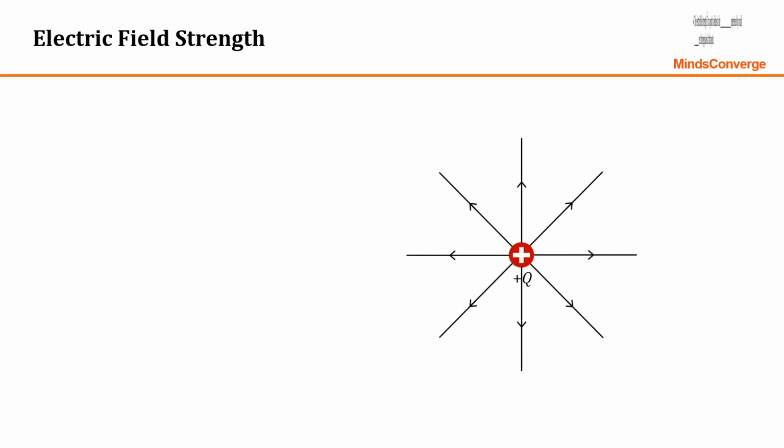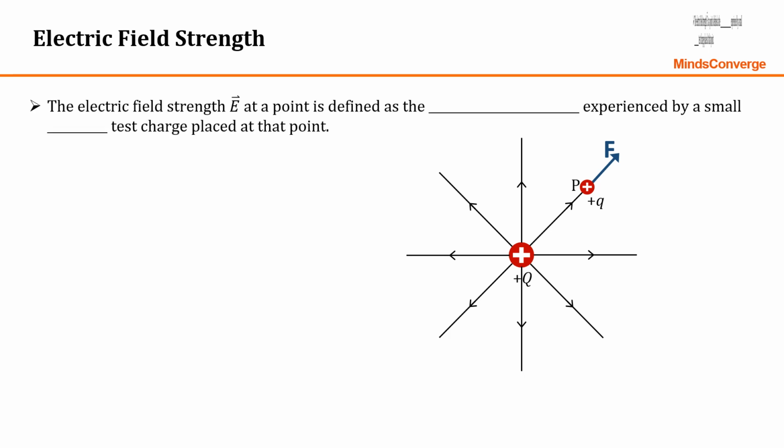Imagine a positive charge Q sitting in space and creating an electric field all around it. We want to know what the strength of the field is at point P. We can put another charge, a positive test charge small q at P, to measure the electric force F that acts on the test charge. The electric field strength at point P is defined as the force per unit charge experienced by the small positive test charge placed at that point. So, the electric field strength at point P can be written as E is equal to F over small q, and the SI unit is Newton per Coulomb.